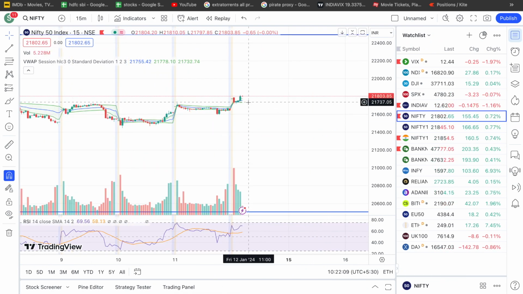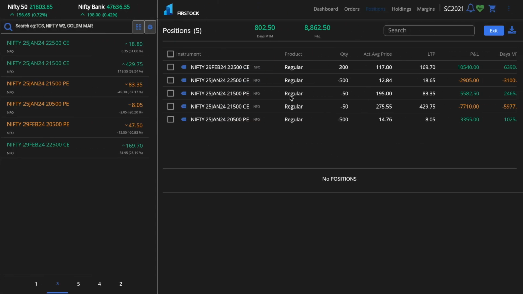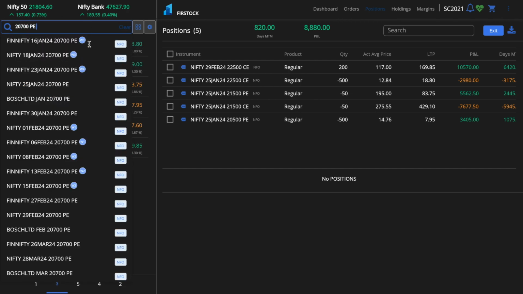So let's look at the market today. Today is 12th of Jan, Friday, 10:22 a.m. We see the market opened slightly gap up because the day before yesterday US markets were positive, and then yesterday it was slightly positive. S&P was slightly negative. So I think India VIX is falling quite a bit. Now what we can do is basically we can increase the risk from the lower end, and we can come down to 20,700. 20,700 PE is the lower end. That's what I think.